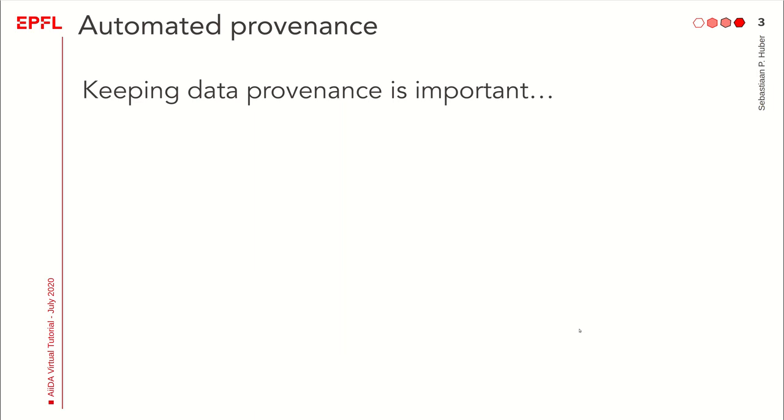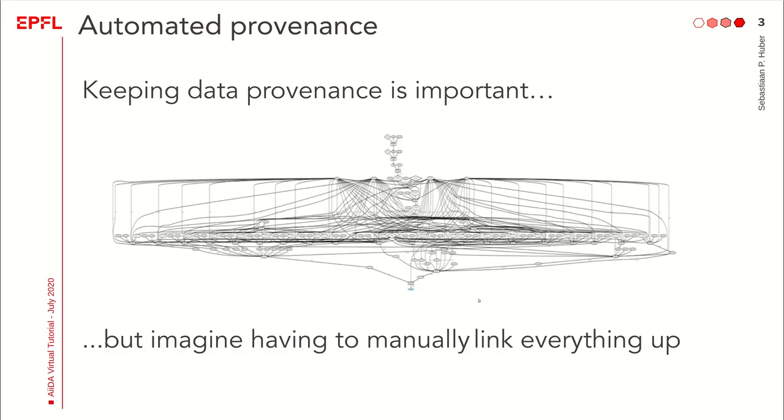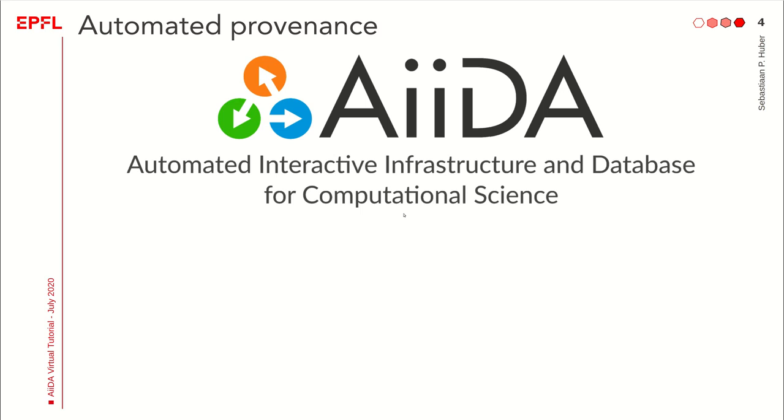One of the core pillars of AiiDA is automated provenance, because we think keeping data provenance is important. But if we look at even a simple provenance graph of a workflow, where this is the computed property of a single material, and you see all the data provenance that comes before it, imagine having to manually store everything and link everything up. This would be, even for this simple case, already a humongous task. Never mind if you want to run this in high throughput and run many of these. So we need a tool that automates this for us. And that's exactly what AiiDA promises.